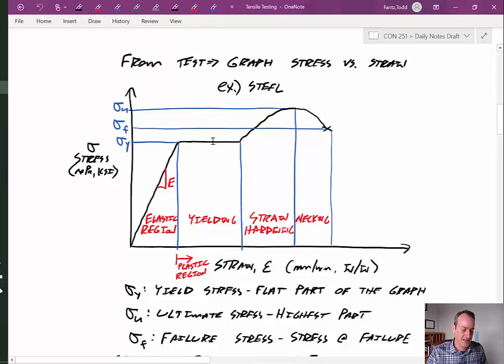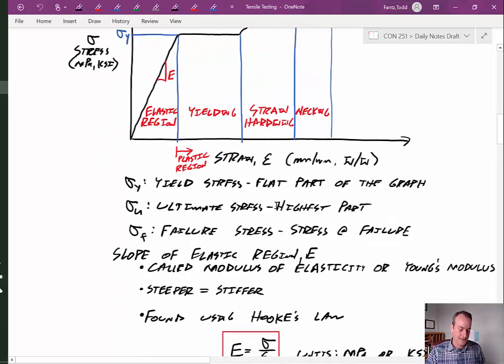Then we have this yielded section, and we have this ultimate, how strong can it be before it actually breaks, also very important. And then at failure, what was the stress? So those are some important points. We talked about the elastic region where this is linear, the yielding, strain hardening, necking. What we're going to try and do is reproduce this graph in this lab today.